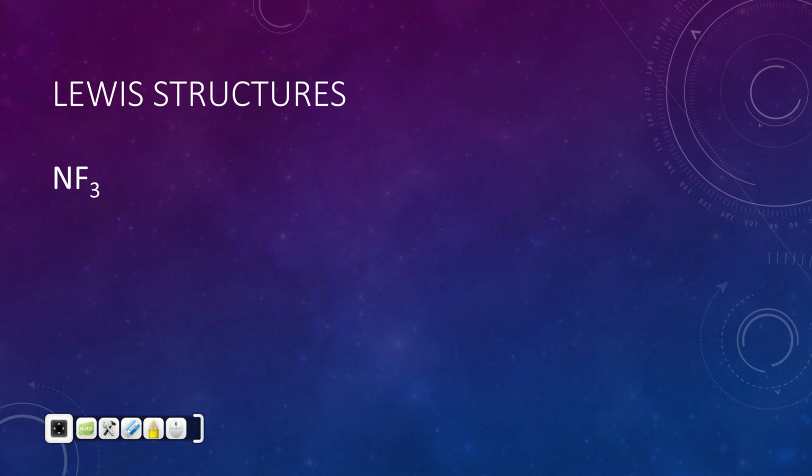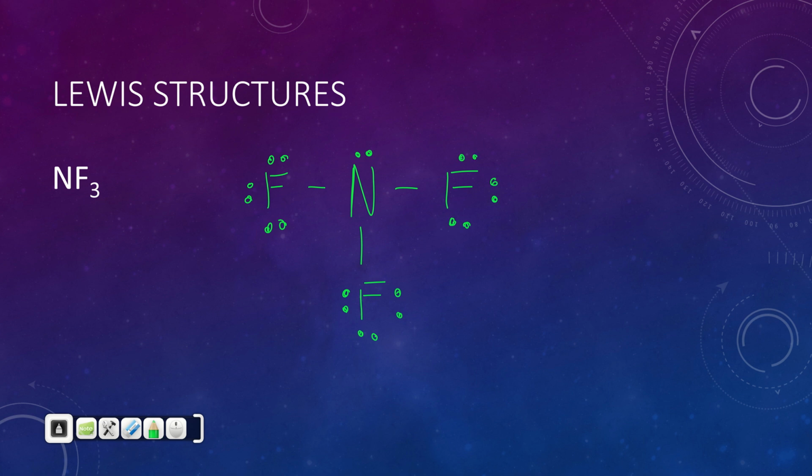So that's that one. NF3. Well, we know F is not going to be in the middle, so we got N. Okay, so I'm going to put N in the middle, and I'm going to put F around the side. F, F, F. I'm going to connect each one with a line, and then I fill in the rest with dots. I need 2 more dots on the nitrogen. I need all of these. I'll show you another method too to be clearer with this. Not really in the instructions with it, but you can do it that way. But there you go. That would be my structure.